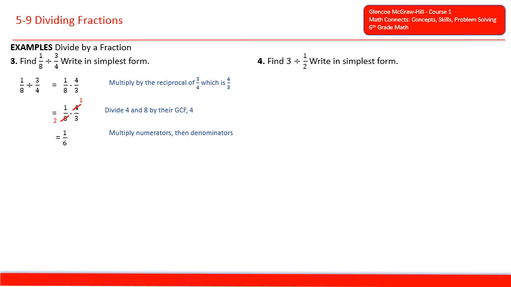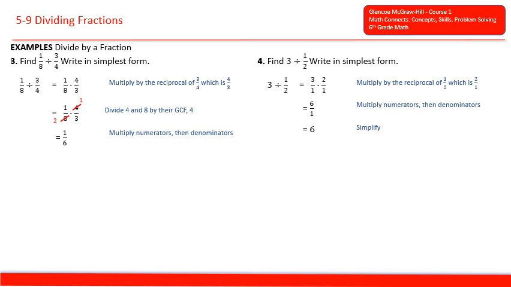Find 3 divided by a half, writing in simplest form. Let's rewrite 3 as an improper fraction, 3 over 1. We'll change the division to multiplication, and then take the reciprocal of 1/2, which is 2 over 1. Then we multiply 3 times 2 to get 6, and 1 times 1 is 1. We get the improper fraction 6 over 1, and then we can simplify that to the whole number 6.